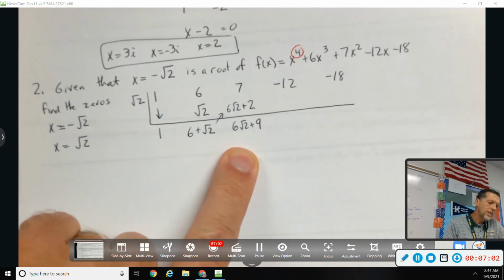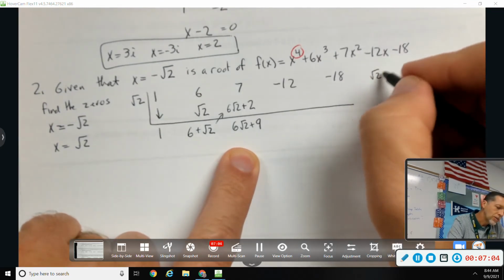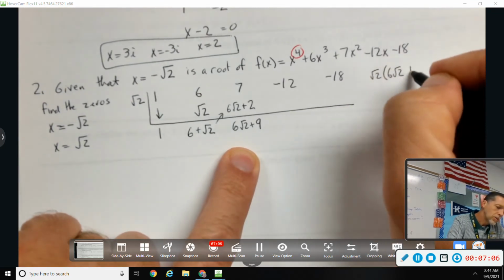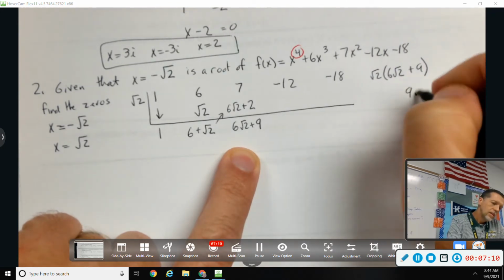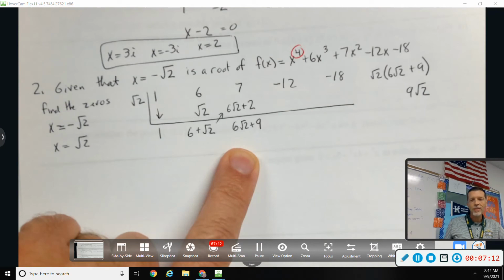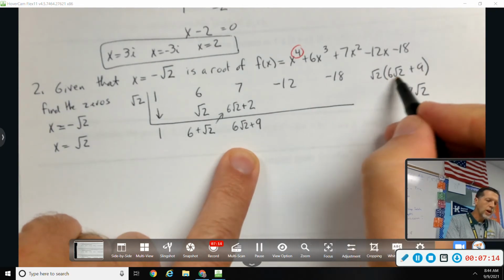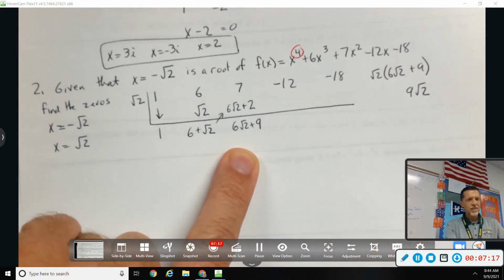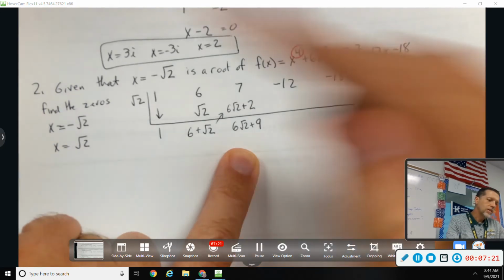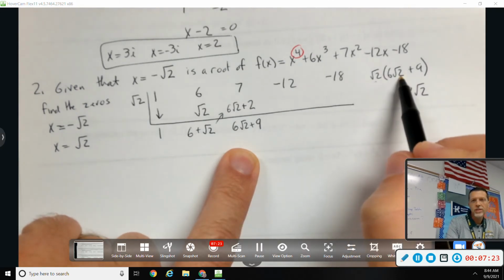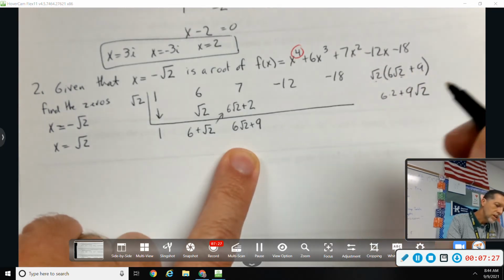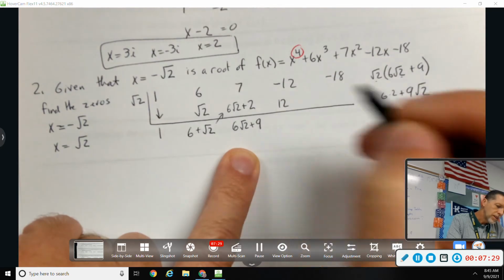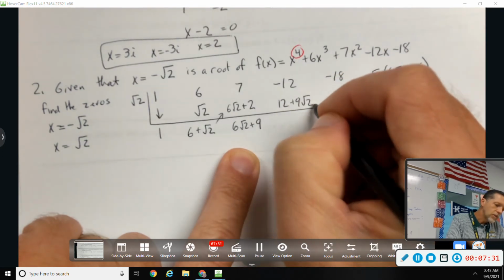And again, if it gets complicated, then you come out to the side and do it. Root 2 times 6 root 2 plus 9. So definitely 9 root 2 for the second piece. But what's root 2 times 6 root 2? 12. Because root 2 times root 2 is 2. Times 6 is 12. So 12 plus 9 root 2.